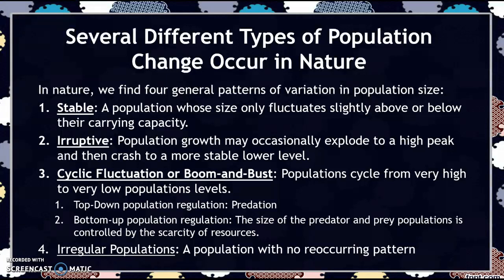Cyclic fluctuation, or boom and bust, is where populations cycle from very high to very low population levels, and this can occur for two reasons. Because of top-down population regulation, meaning that predation has increased, so my population goes down, or bottom-up, where the size of the predator and prey populations is controlled by the scarcity of initial resources. So that could be like food or water or whatever. And then we have irregular populations, which is where a population has no reoccurring pattern. It's kind of random. There's not really a reason for why our populations are growing or shrinking.